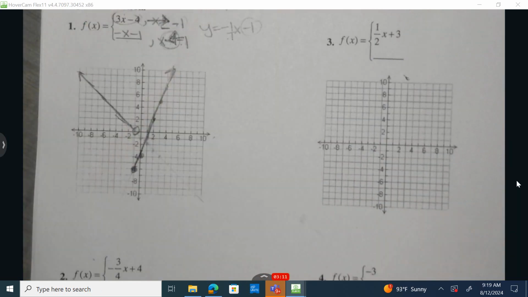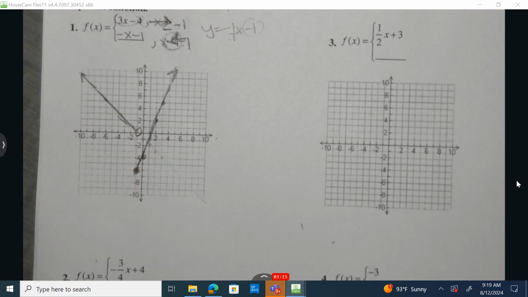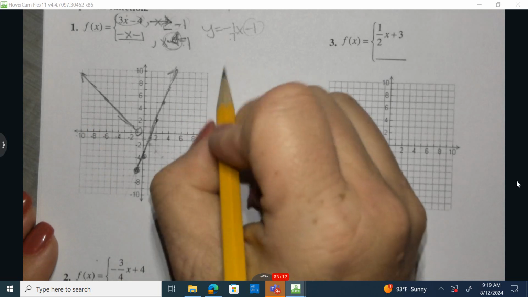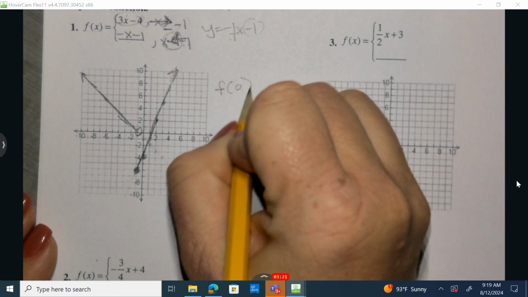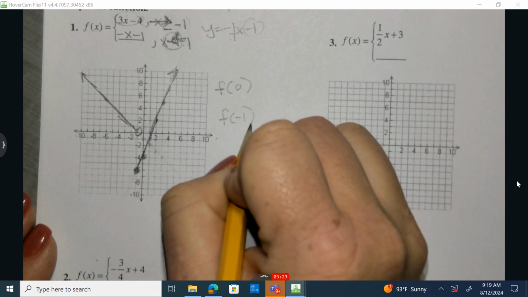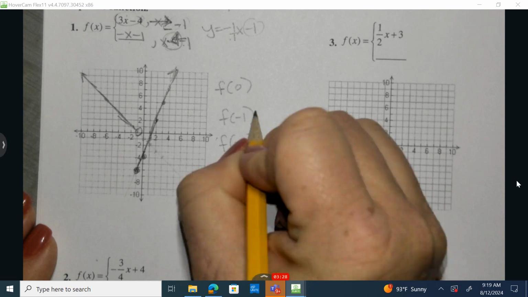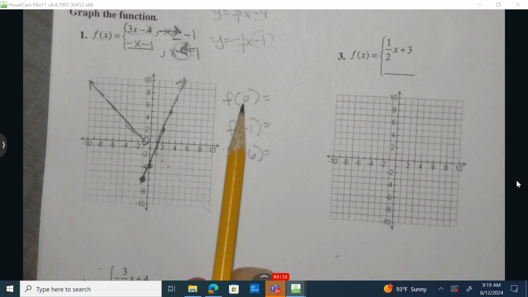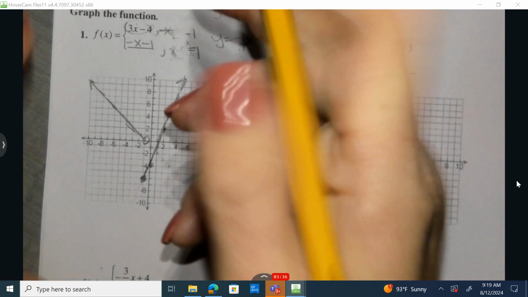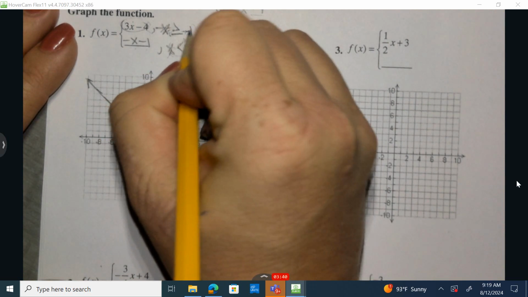The second learning objective today is for you to be able to evaluate this both algebraically, and you can do mental math, and graphically. So let's show here. Let's go f of 0, f of negative 1, and let's do f of negative 6. So the first question we ask ourselves, if we're going to do it algebraically, is which one of these is true? So this is x is less than negative 1. This is x is greater than or equal to negative 1.